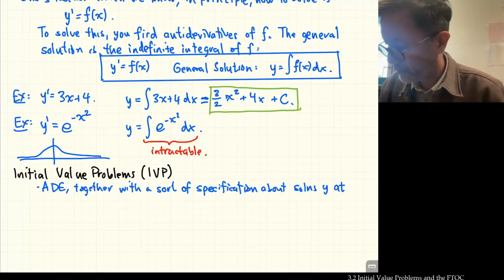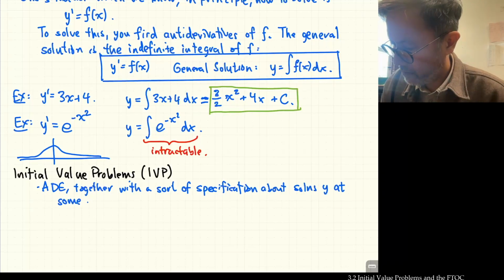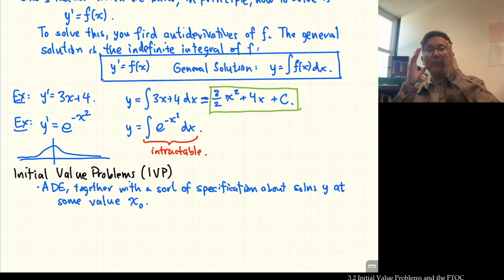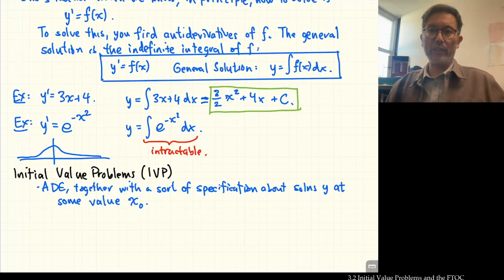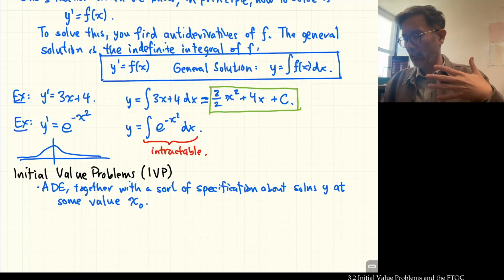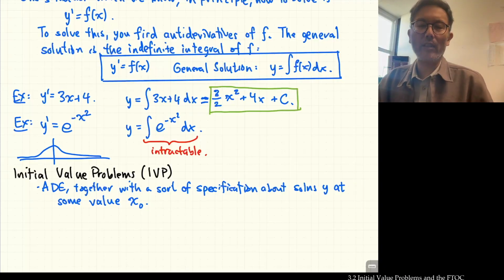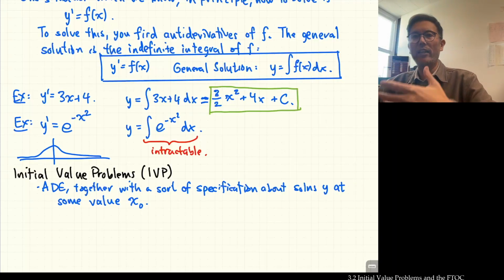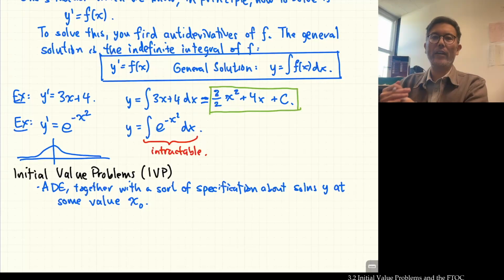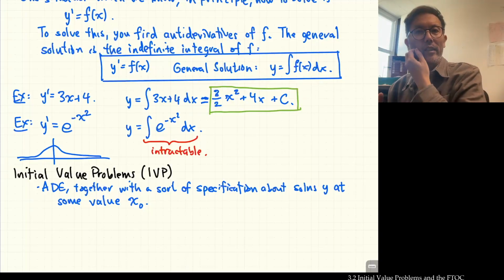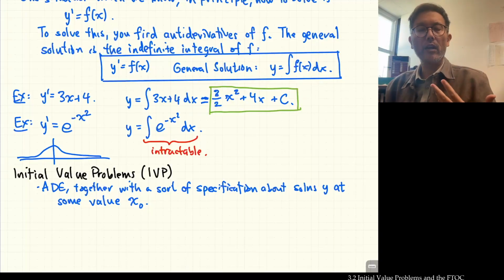y at some fixed value, we call it maybe x naught. X naught is very often 0, but it could be other values as well. And so we're saying that y at x naught has to be some value, but we might also be saying things like y prime at x naught has to be some value, y double prime has to be some value, etc. And we have this list of specifications. We call that list the initial values.